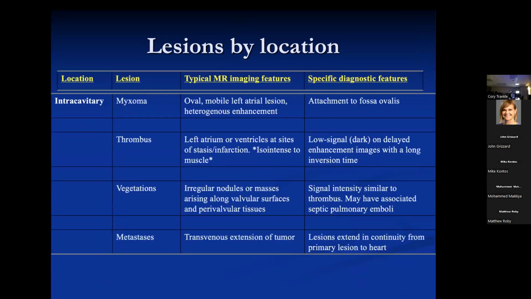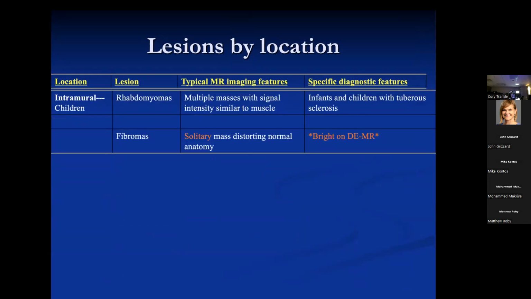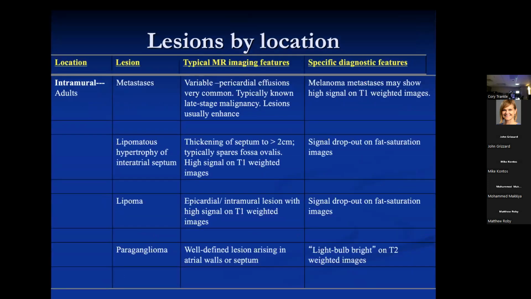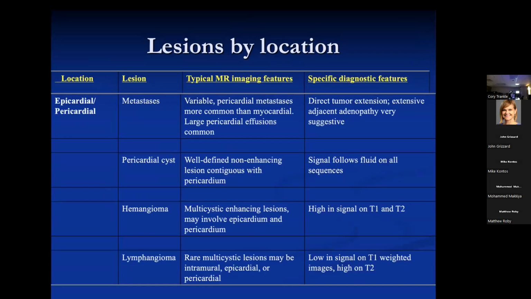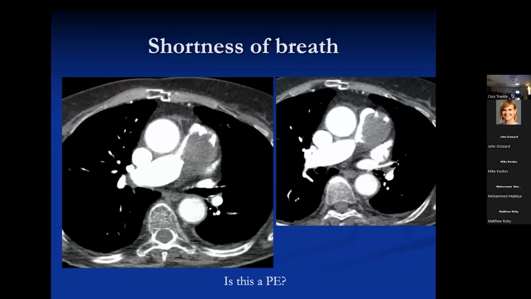I think it's very helpful to distinguish the lesions by location. In other words, here's your intracavitary differential. Here's your intramural differential for children and in adults, right? Notice that METs is the most common thing in adults, and then you have these other things, right? And then here's your epicardial lesions and pericardial lesions. Again, METs being predominant. Okay.